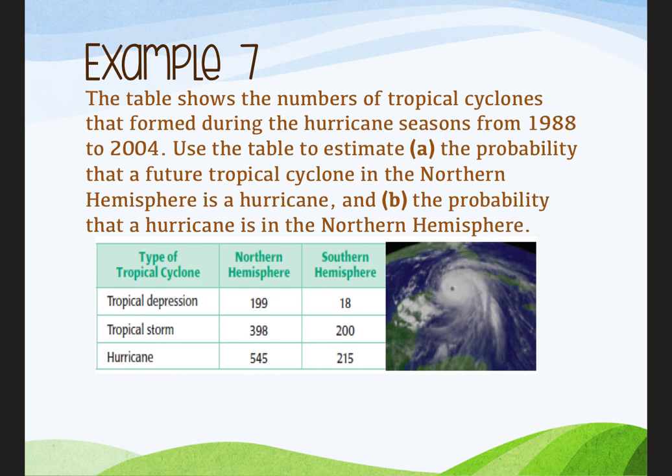It says the table shows the number of tropical cyclones that formed during the hurricane seasons from 1988 to 2004. Use the table to estimate A, the probability that a future tropical cyclone in the northern hemisphere is a hurricane, and B, the probability that a hurricane is in the northern hemisphere. So two separate questions. The first one: the probability that a future tropical cyclone in the northern hemisphere is a hurricane. The first thing we want is to be in the northern hemisphere, which means we're focusing on just that first column. You've already narrowed it down to northern hemisphere. So what's the probability that it's a hurricane? Means I want that 545.